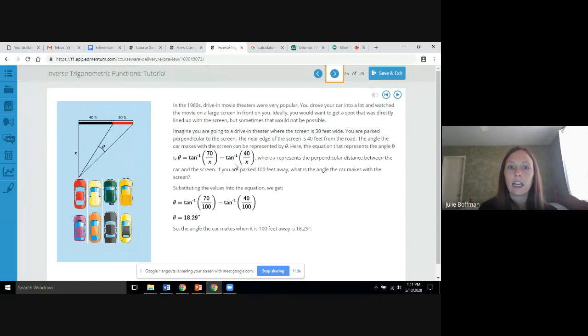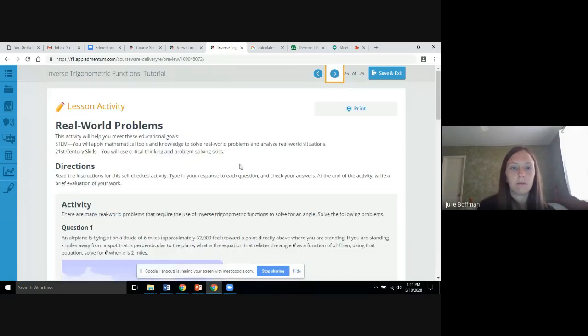So it's saying, suppose you're parked 100 feet away, then that makes your x 100. So they replaced x with 100 for both equations. And then you just type that in a calculator. You'd have to do it step by step, get both values, and then subtract them, and you'd get 18.29 degrees. So same setup, just another problem.